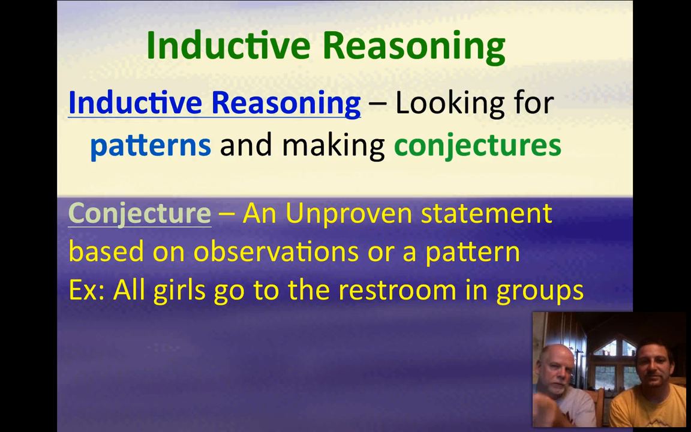Right. So that term conjecture is defined here: an unproven statement based on observations or a pattern. So again, we're observing a pattern, we're assuming that that's going to continue, and so we can make a conjecture that that's going to happen. And so here's a conjecture: all girls go to the bathroom in groups, don't they? Yep. Always happens.